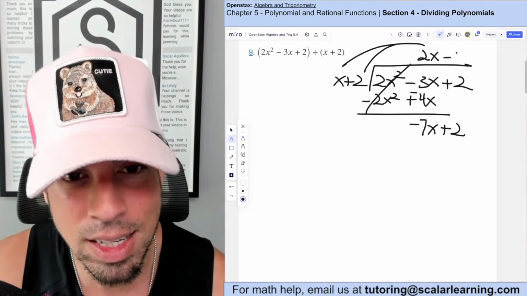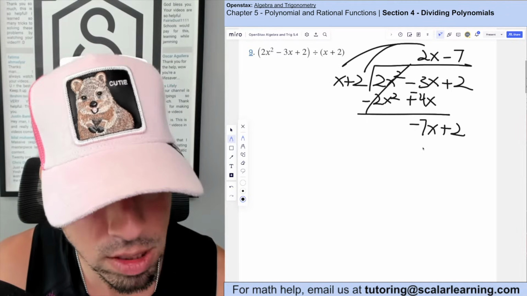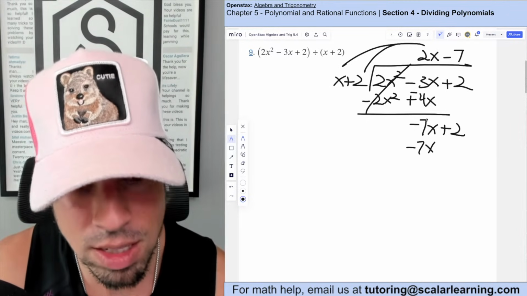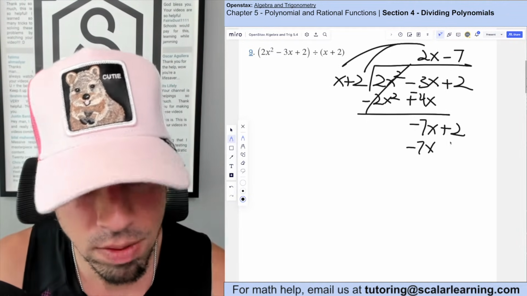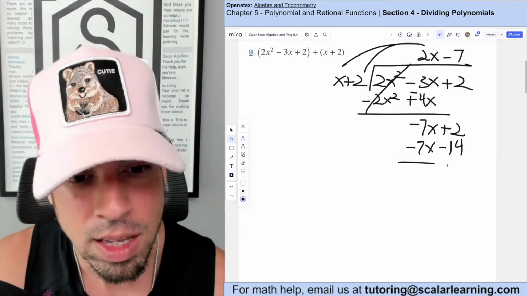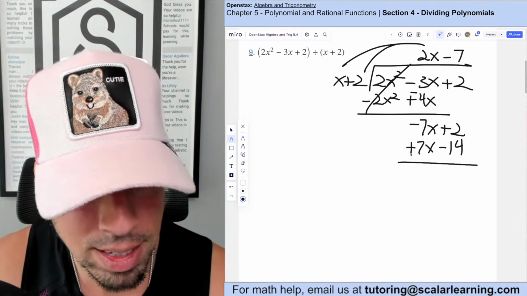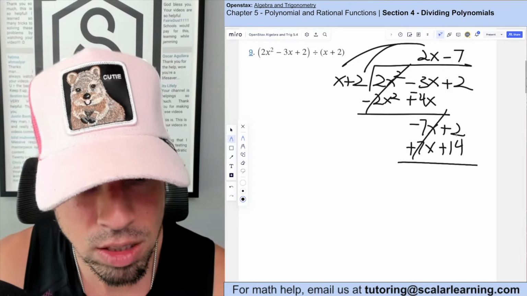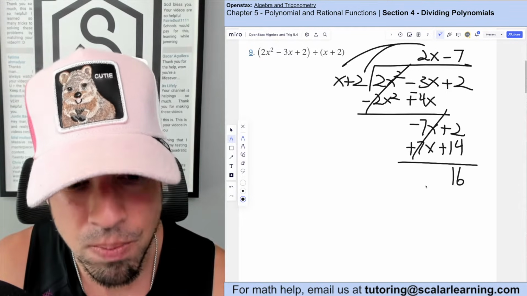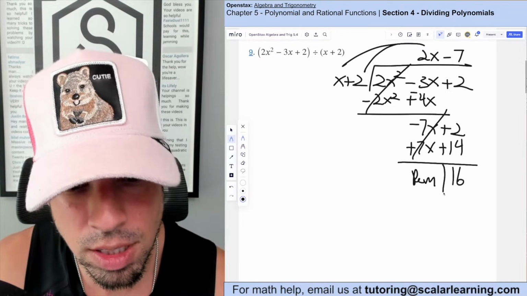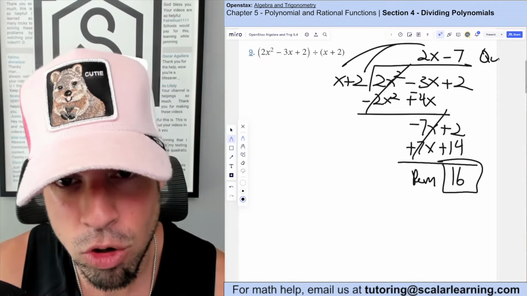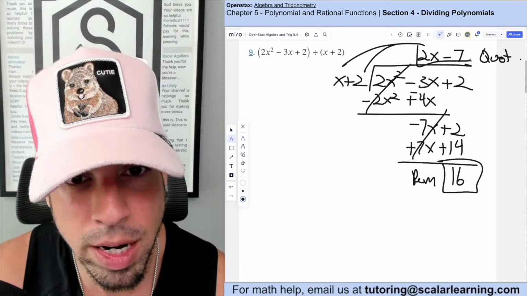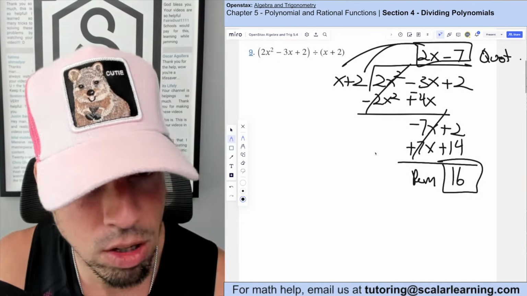We multiply by negative 7. Negative 7 times x is negative 7x. It's matched up. That's what we want. Negative 7 times 2 is negative 14. And then we're going to subtract, aka negate. Those cancel out. 2 plus 14 is 16. So we have a remainder of 16 and a quotient of 2x minus 7. And we put it all together to get our final result.